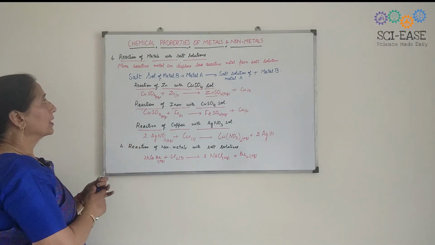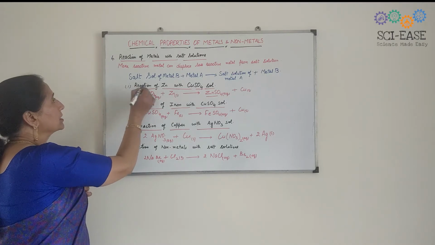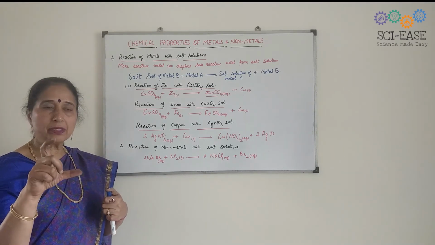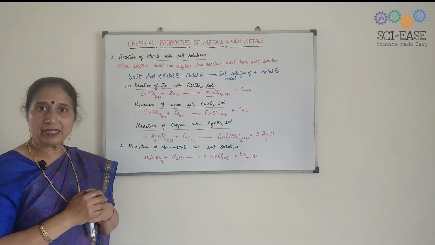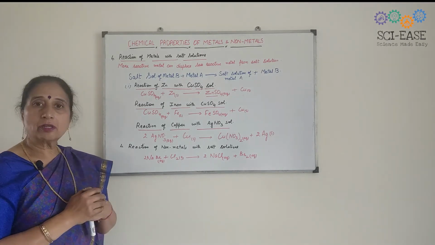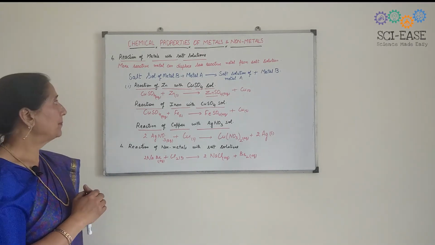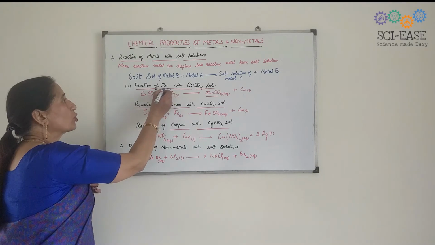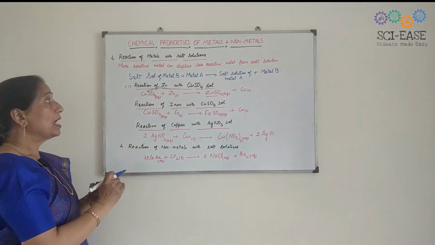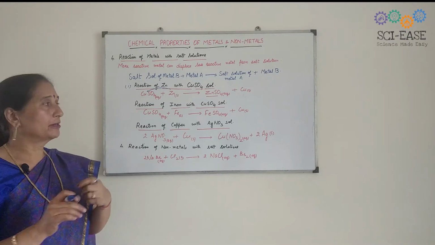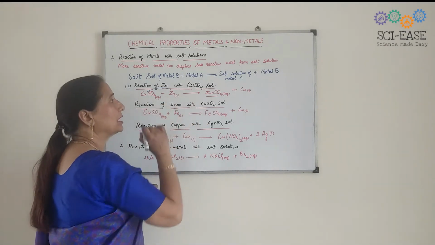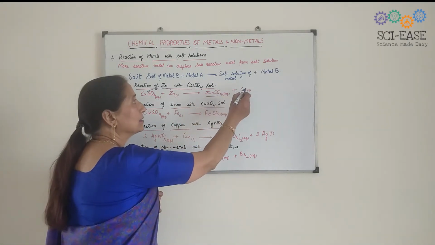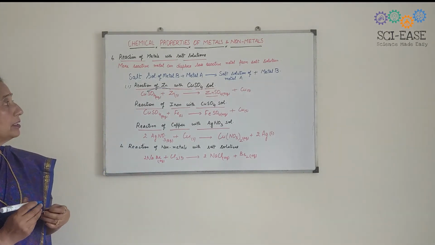First is the reaction of zinc with copper sulfate solution. We will take a zinc strip and dip it in the copper sulfate solution. Copper sulfate solution is usually blue in color. When the reaction starts, zinc will displace copper from copper sulfate solution and the color of the solution starts fading. It will become colorless after some time due to the formation of zinc sulfate and the brown colored copper that will be formed.